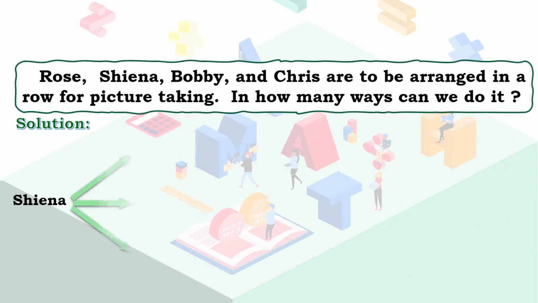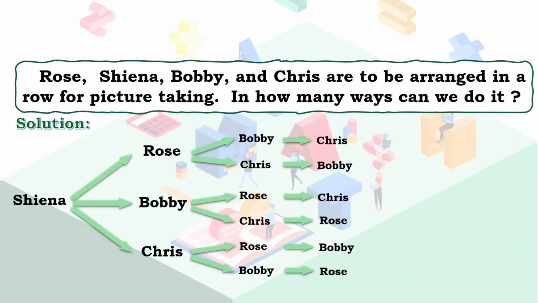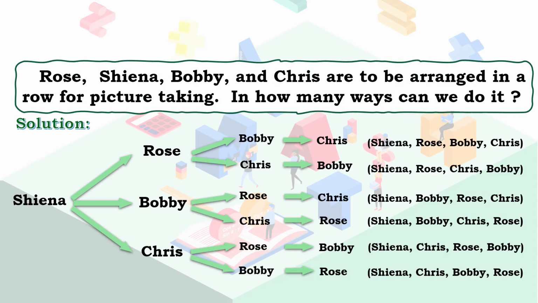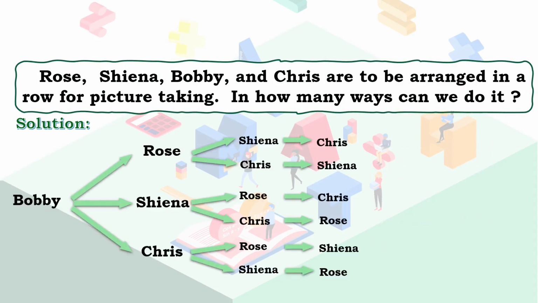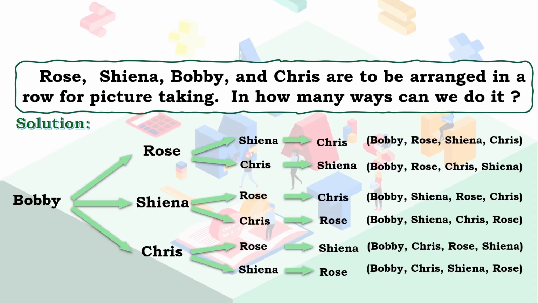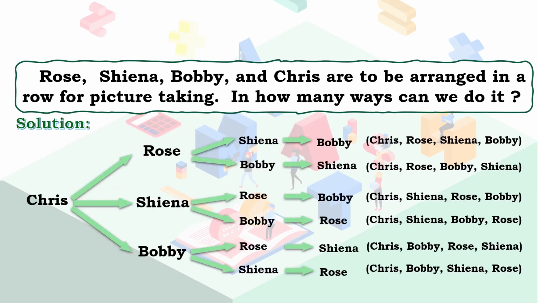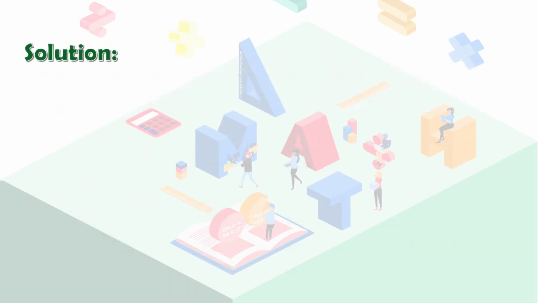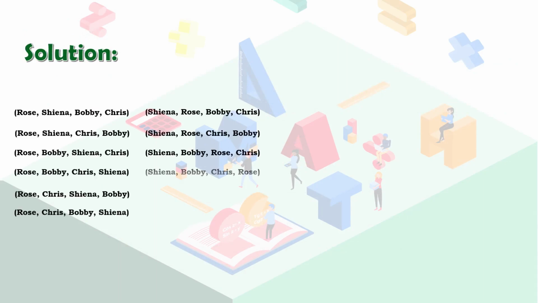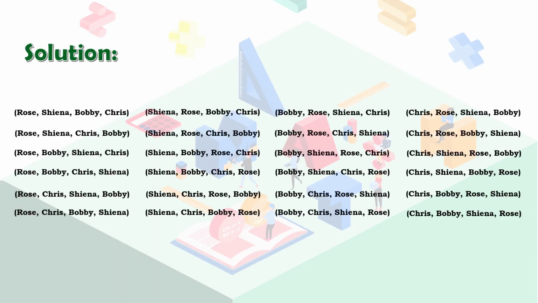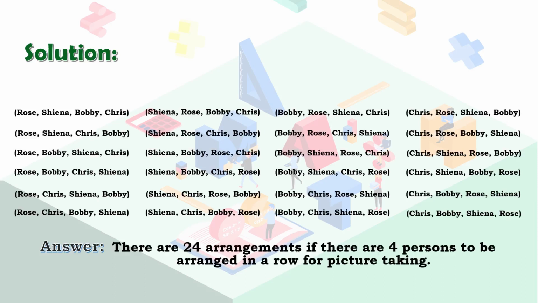Now, if Sheena is in the first position, by doing the same process, we will have these arrangements. If Bobby is in the first position, we will have these arrangements. And if Chris is in the first position, then we will have the following arrangements. By looking at the solution, we found out that we have the following arrangements. So the answer to the problem is, there are 24 arrangements if there are 4 persons to be arranged in a row for picture taking.